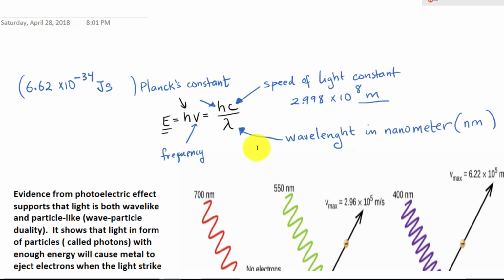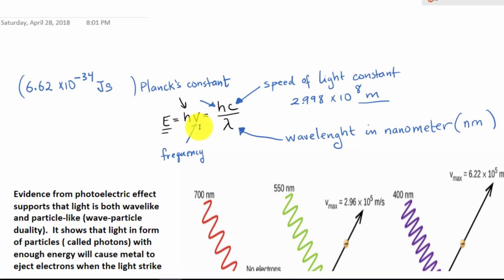In the previous lessons, we learned about ionization energy. Today, we are going to look at evidence of ionization energy, and we can actually see that in our experimental data. But first of all, let's talk about energy. Energy is equal to h times ν. Now, h is the Planck constant, which is equal to 6.62 times 10 to the negative 34 joule seconds.